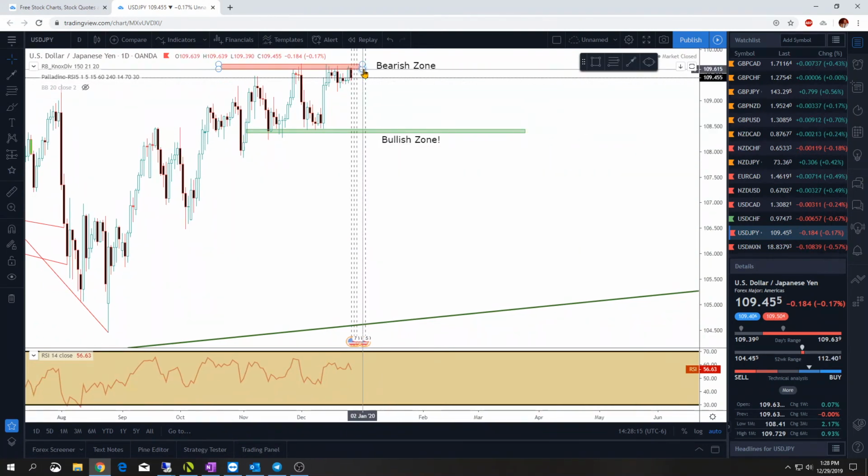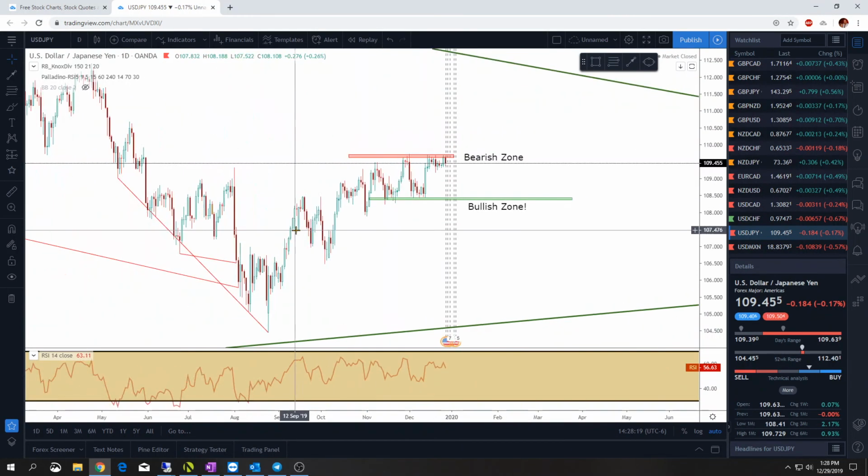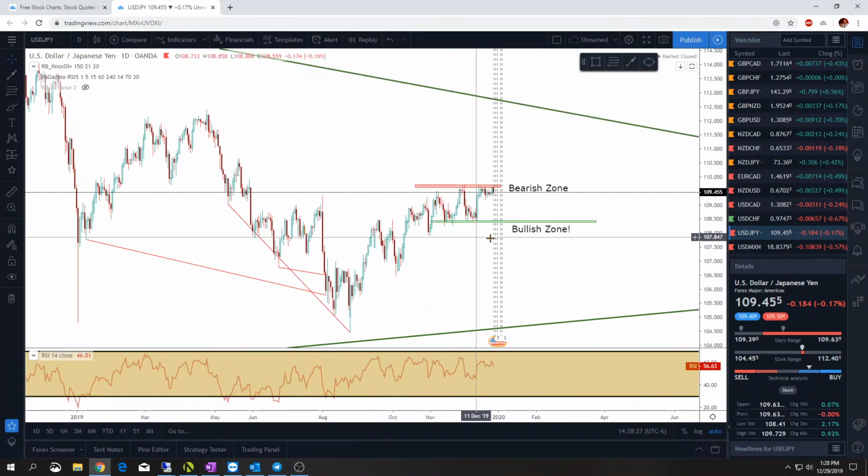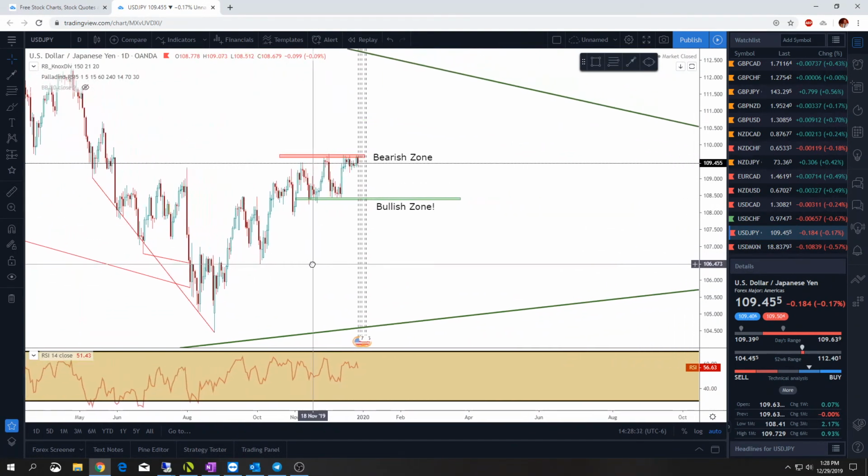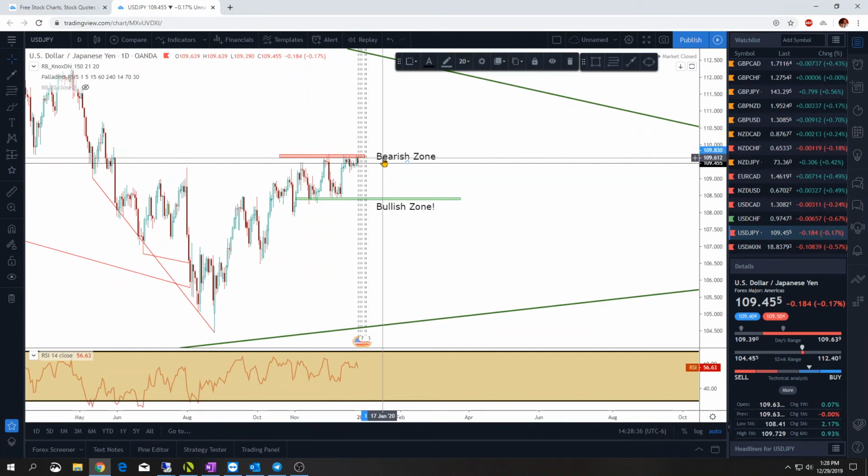We might get a good break of this zone if the dollar just keeps getting weaker, and the people run to safe haven currencies like JPY. Could get a good break back down to these levels. Price is sitting right now, tested our bearish zone and is on its way back down.